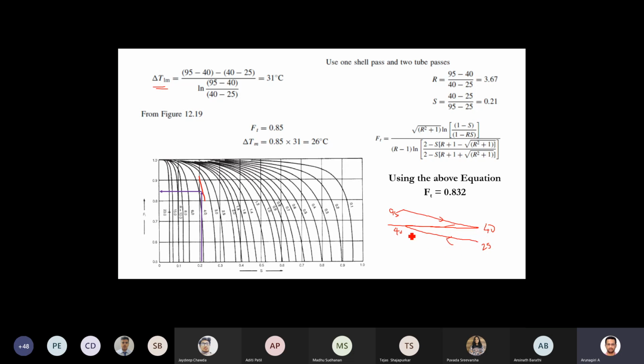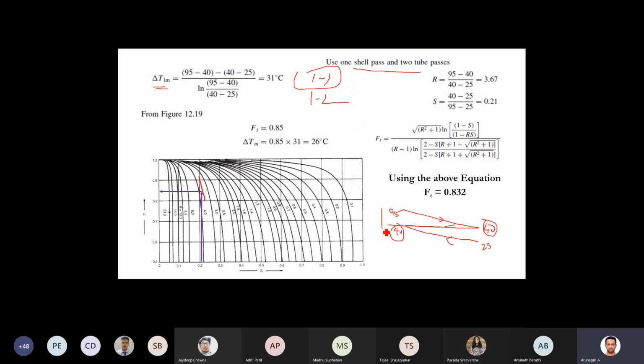Now what happens? The approach is almost 0, correct? 40 minus 40, almost 0. So what can you do? You can start with a 1-1 exchanger, or you can start with a 1-2 exchanger. If you start with a 1-1 exchanger, the FT will be 1. So LMTD you can calculate.